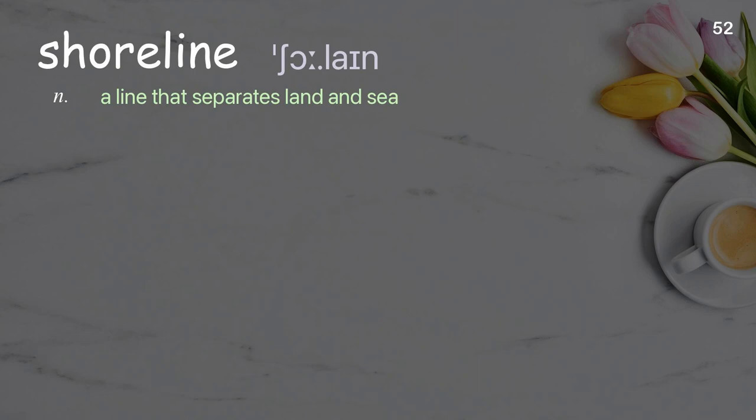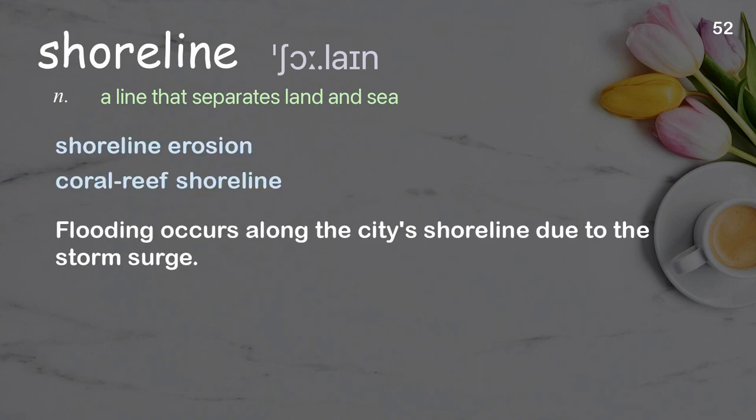Shoreline. A line that separates land and sea. Examples: shoreline erosion. Coral reef shoreline. Flooding occurs along the city's shoreline due to the storm surge.